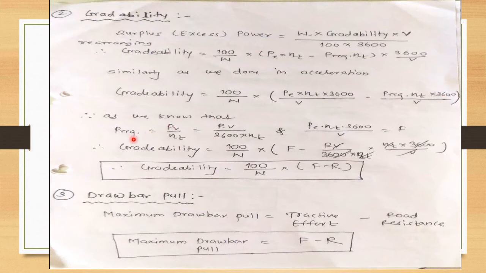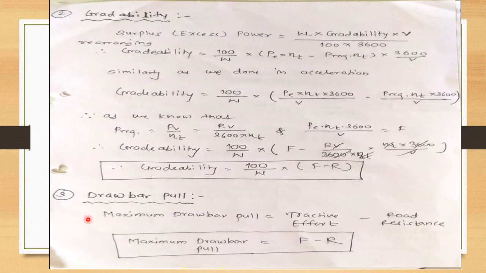As we know, P required is RV upon eta T, equal to R V upon 3600 into eta T, and P eta T into 3600 divided by V is the F, that is, the tractive effort F. Getting? By putting these two values in the gradability equation, gradability is 100 upon W into (F minus R). That will be used as the gradability value.